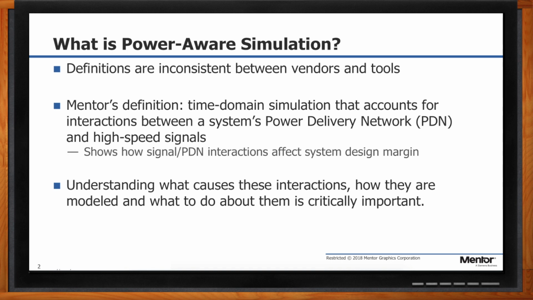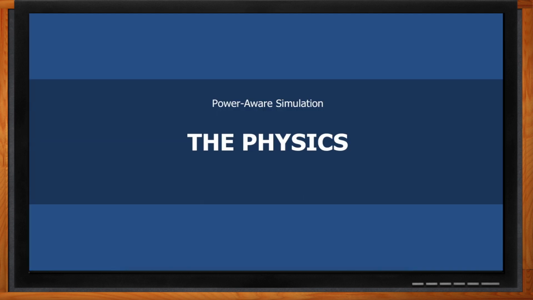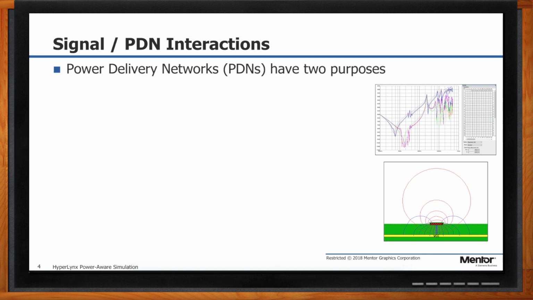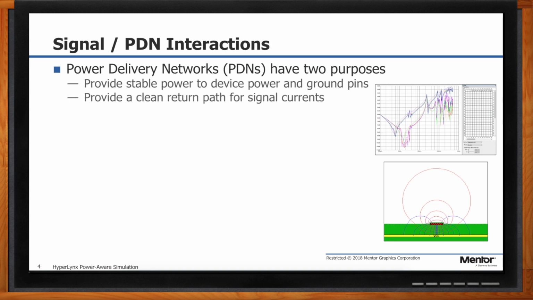Okay, so you're talking about the importance of understanding these interactions. What are these interactions we're talking about specifically? Before we even talk about those interactions, we should talk about what a power delivery network actually does, because it's really important to understand that a PDN has two purposes. Most of the time we think a PDN delivers power to the parts, and that's all it does. But it actually does one other thing that's critically important, and that is that it provides the controlled impedance path that the signals propagate over.